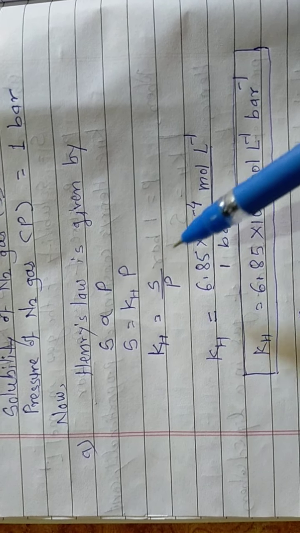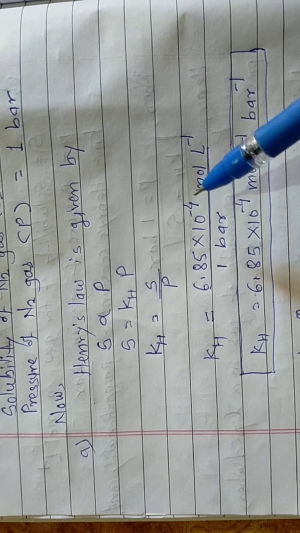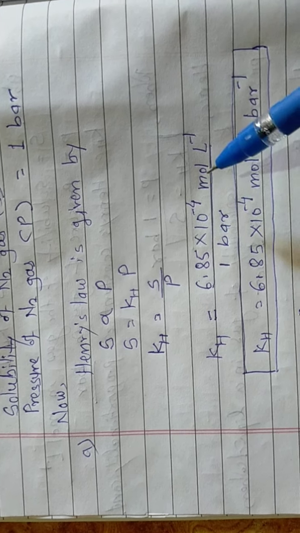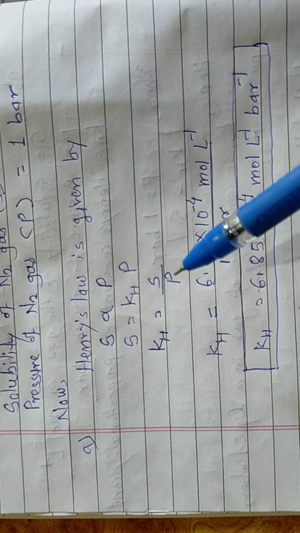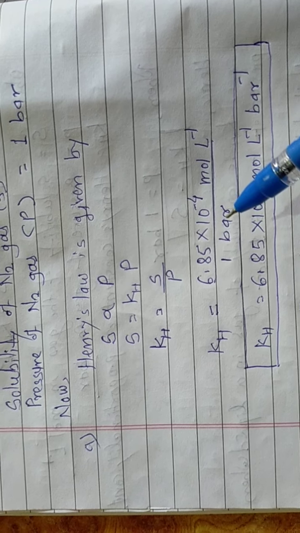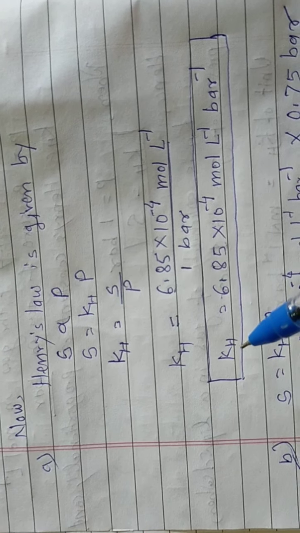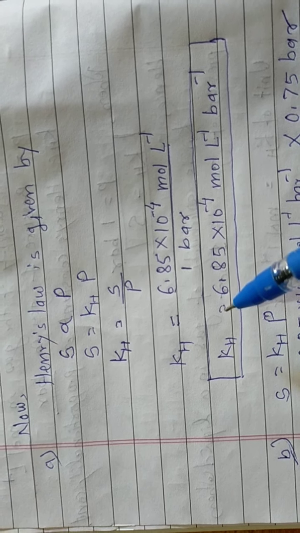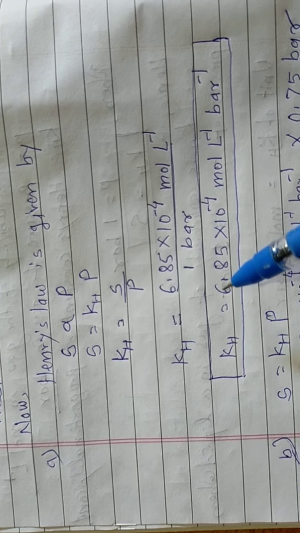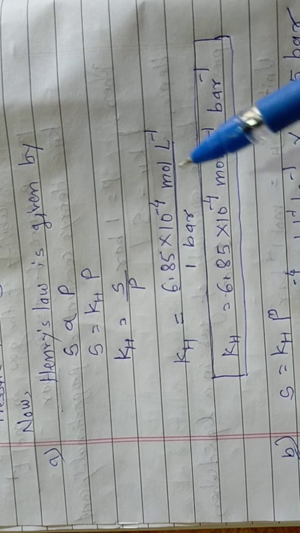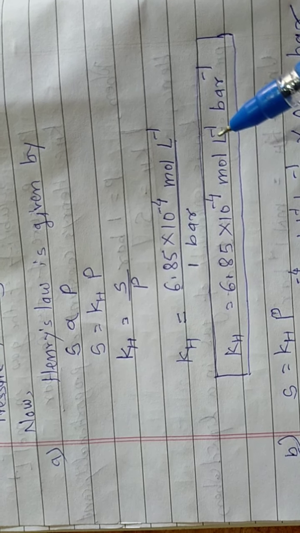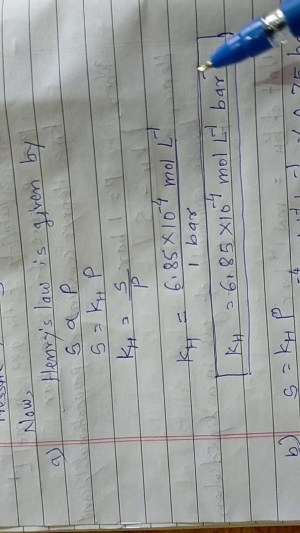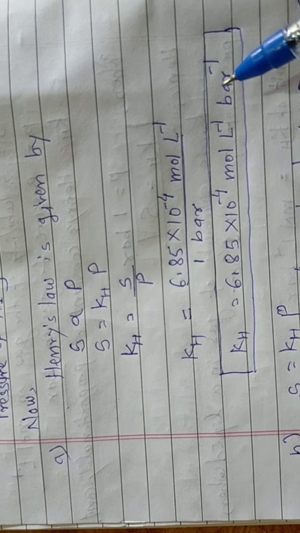We put the value of S, 6.85 × 10^-4 mole per liter, divided by the value of the pressure, 1 bar. We will get the answer: KH, that is the Henry's law constant, is equal to 6.85 × 10^-4 mole per liter bar inverse.